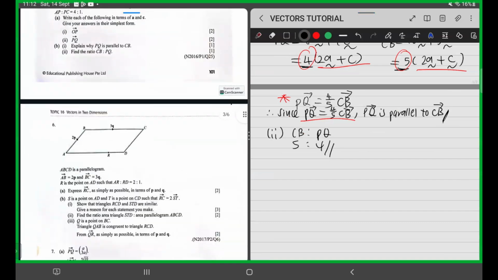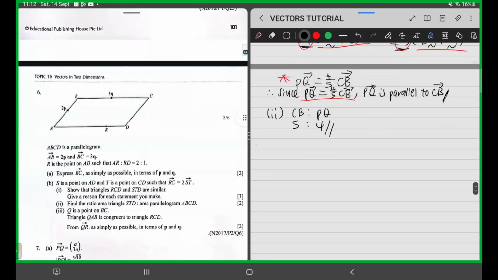Next, question 6. So you have a parallelogram. Parallelogram means 2 pairs of parallel sides, but the 2 pairs of parallel sides are not equal to each other. If they were equal to each other, we call them a rhombus. That's why we say rhombus is a slanted square, and then a parallelogram is a slanted rectangle. So AB is 2P, and then BC is 3Q.